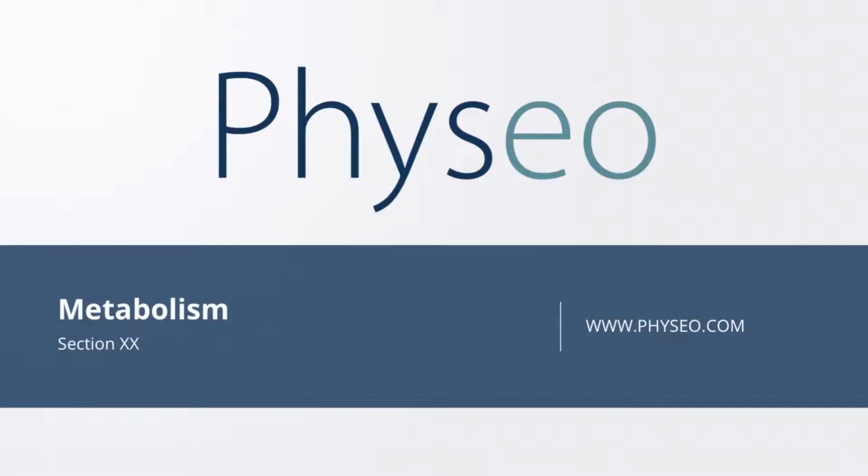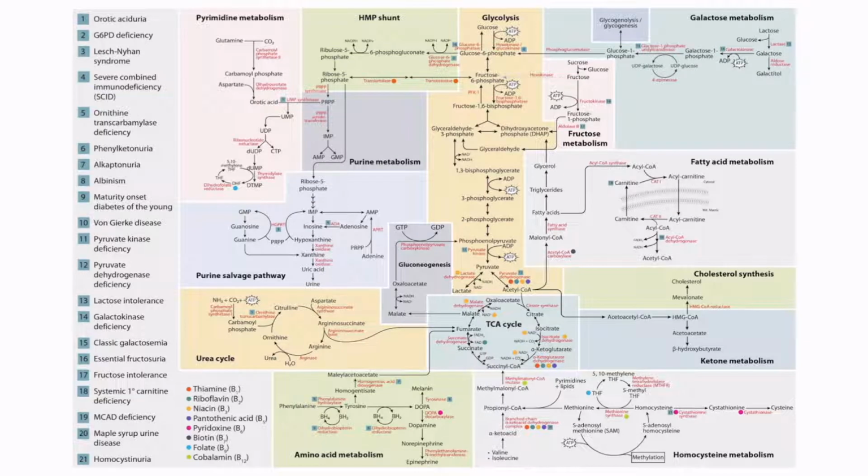Welcome to section 20 of metabolism. In this section, we'll be discussing nutrition. Let's get started. This is the metabolic map provided in section 1 of metabolism. In this video, we're focusing on nutrition, which encompasses many of the pathways seen in this figure.